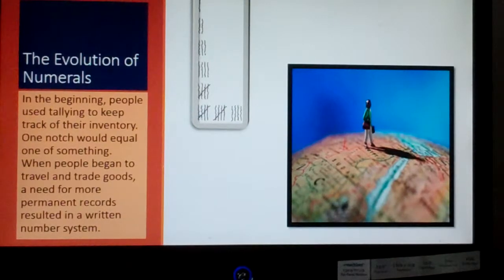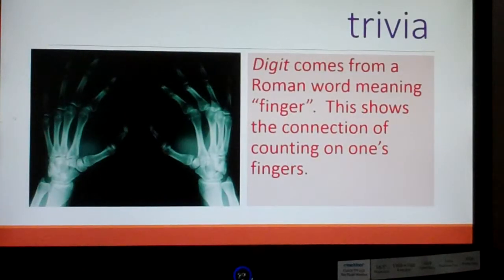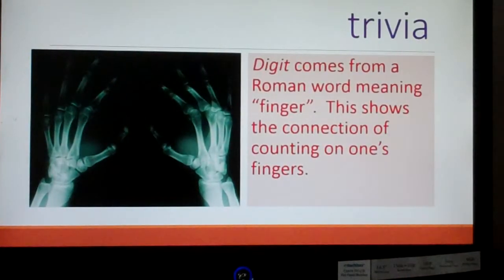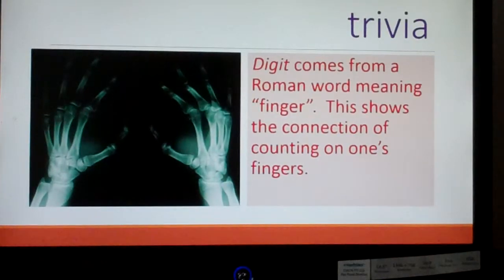The evolution of numerals. In the beginning, people used tallying to keep track of their inventory. One notch would equal one of something else. When people began to travel and trade goods, a need for more permanent records resulted in a written number system. Trivia. Digit comes from a Roman word meaning finger. This shows the connection of counting on one's fingers.